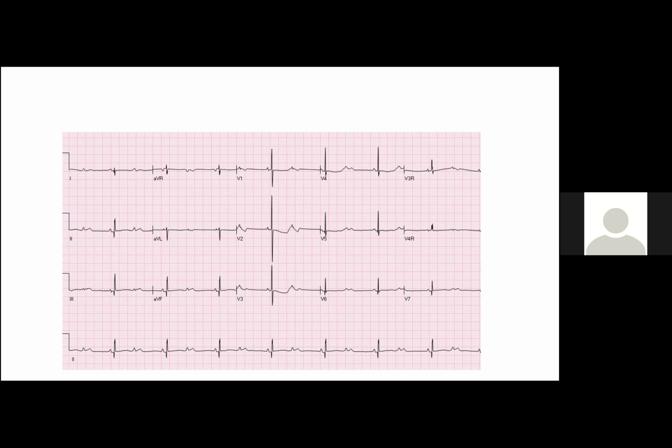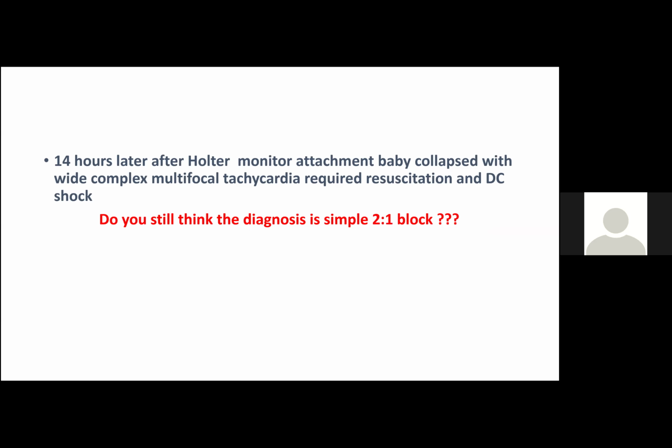This is an alarming sign, and the patient needs to be handled very carefully. This baby is in danger and should be considered seriously. This is exactly what happened to this kid. Fourteen hours after Holter monitoring attachment, the baby collapsed with wide complex multifocal tachycardia and required resuscitation and DC shock.